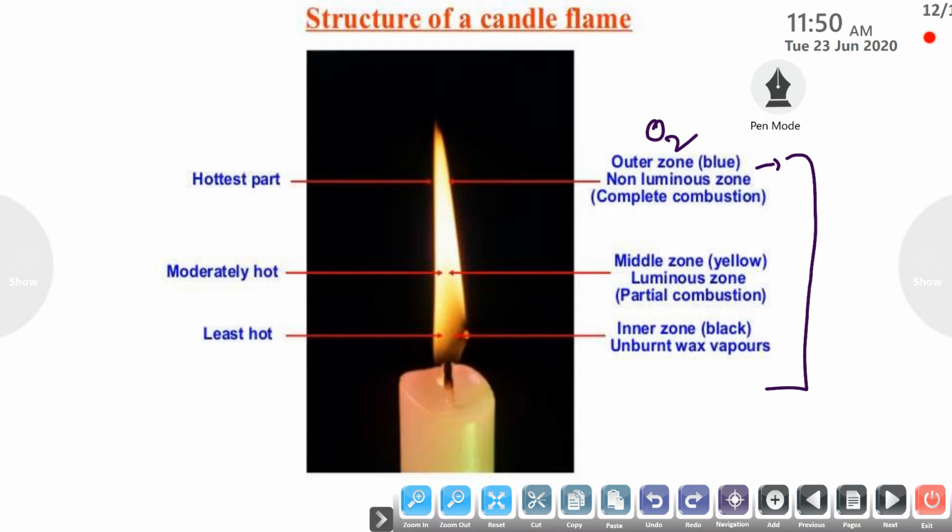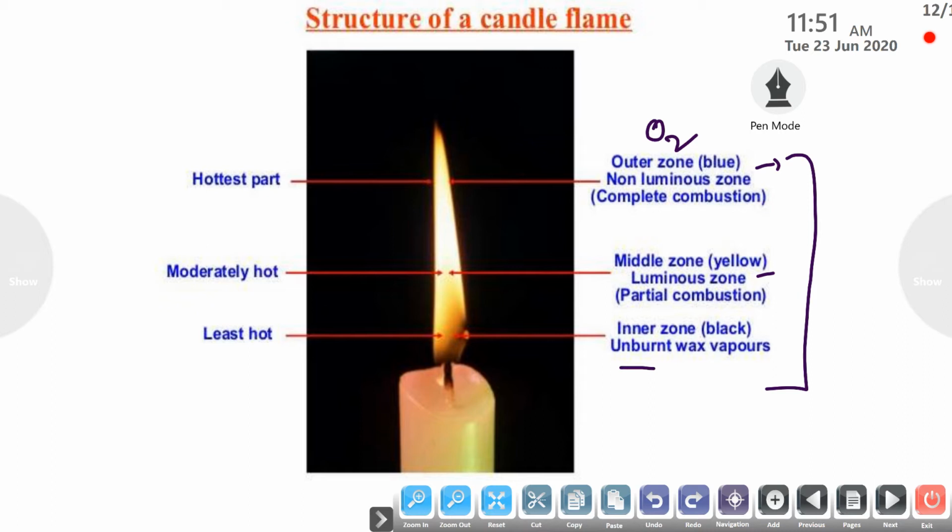The next is the middle zone, that is yellow in color. It is the zone of partial combustion. Complete combustion cannot take place in this zone, only partial combustion. Partial combustion means a combustion which takes place in the presence of a limited supply of oxygen. This is known as partial combustion. It is also known as the luminous zone.